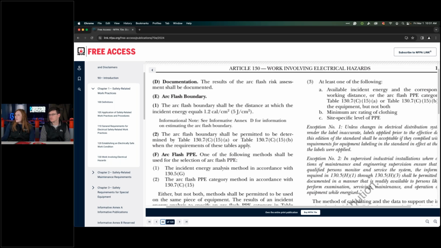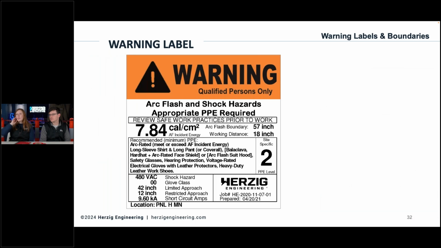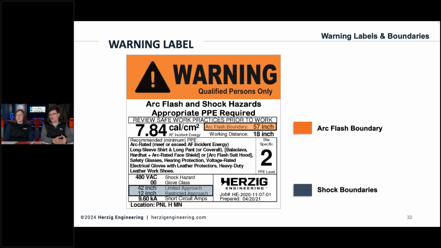All right, so let's get back to this slide deck here and look at what a warning label might entail. We've got an example of an arc flash label here. There's one of our labels. If you don't have one of our labels, it should still have the same information that we're going to describe. It just may look different or be in a different place in the label. Absolutely. All right, so the first thing we're going to find on the label is the arc flash boundary.